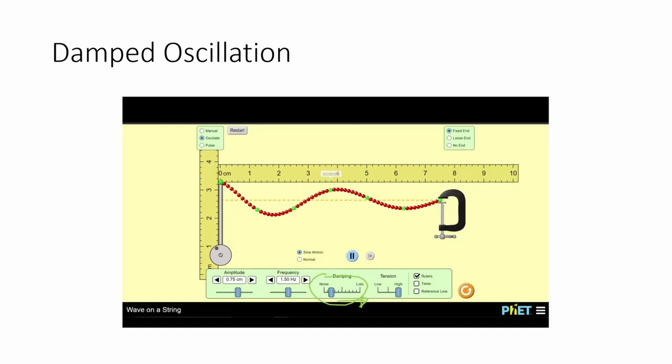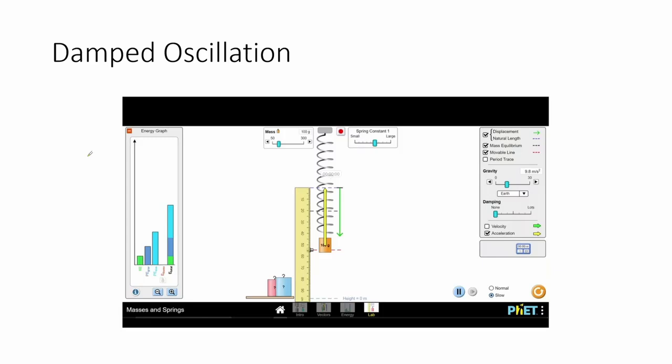Here we have an example of damped oscillation where a mass is attached to a spring and allowed to vibrate. As shown here, when little damping is introduced, the system will oscillate with a similar amplitude. However, when a considerable damping force is introduced, the system slows down with decreasing amplitude until it goes back to its equilibrium position.